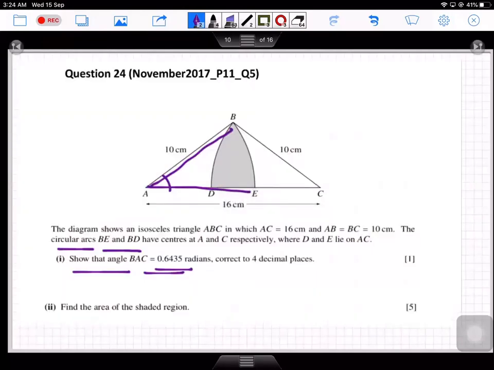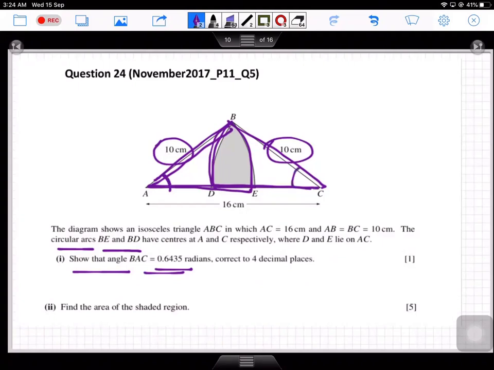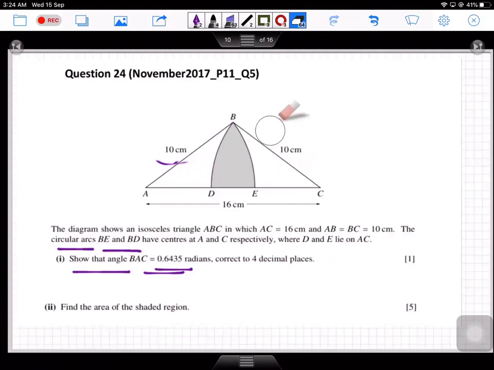Then what we can do is we actually just found the area of the sector BAE. Now we can actually find the area of this sector as well. Since you know that this is an isosceles triangle, this length is 10 centimeter, this length is also 10 centimeter. Sector BDC will also have the radius of 10 centimeter, and here the angle will be the same. So the area of sector BDC is also equal to the area of sector BAE. Both sectors have the same area.